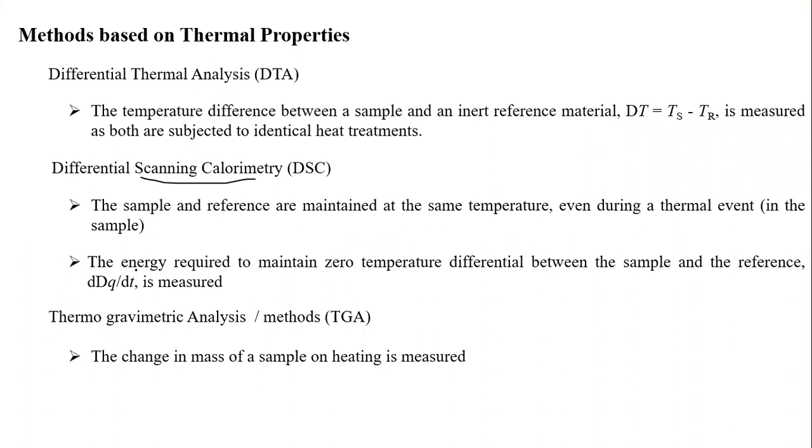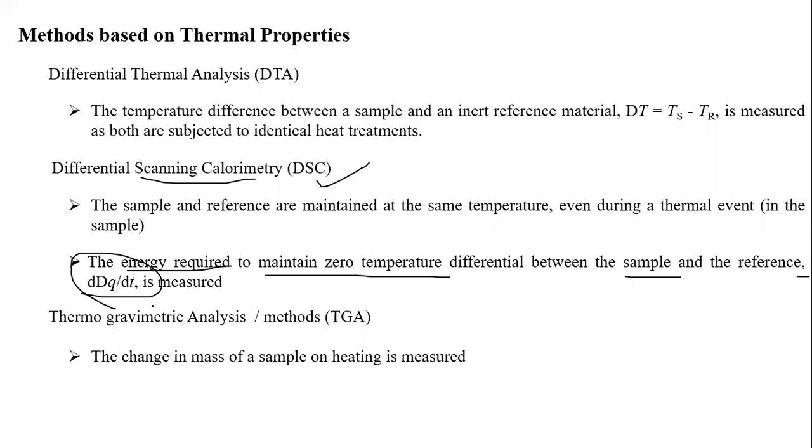We will calculate the energy required. So how much energy is required to maintain zero temperature difference between the sample and the reference will be calculated. This is the formula for that: dq/dt. This is the sample. So how much calorimetric energy is required to maintain the zero difference will be calculated. That is called differential scanning calorimetry.